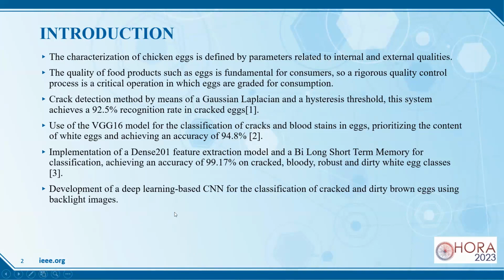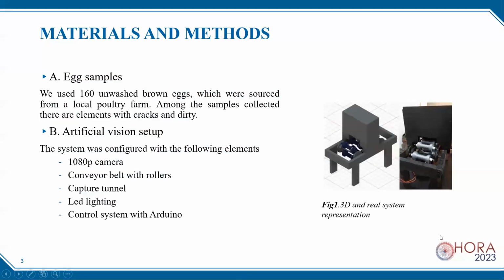Then the final development of a deep learning based CNN for the classification of cracked and dirty brown eggs using backlight images. In the materials and methods, we use 116 unwashed brown eggs that were bought from a local poultry farm. Among the samples collected, there are elements that are cracked and dirty. The artificial vision setup: the system was configured with the following elements: camera, conveyor belt with rollers, capture tunnel, LED lighting, and a control system with Arduino.